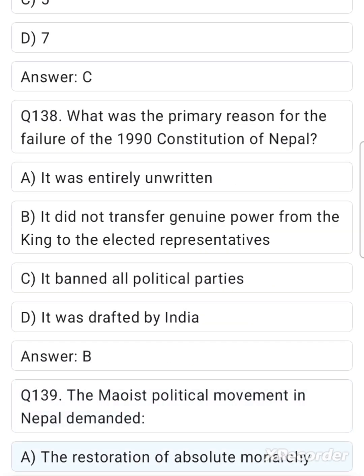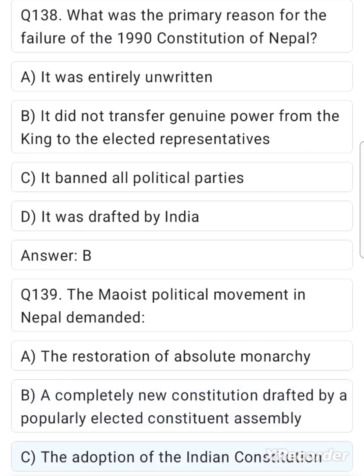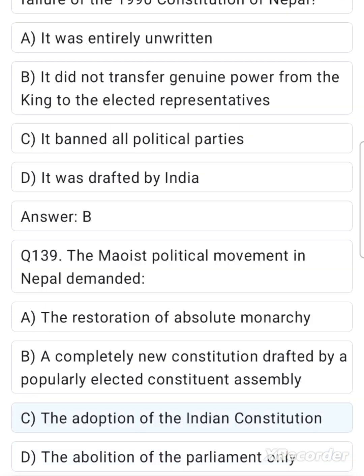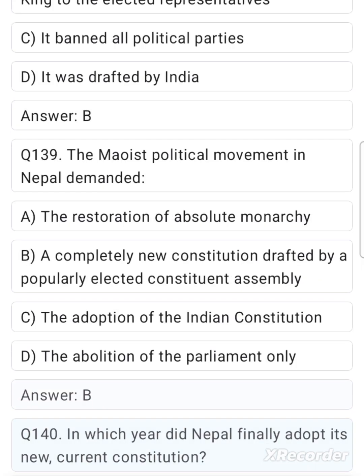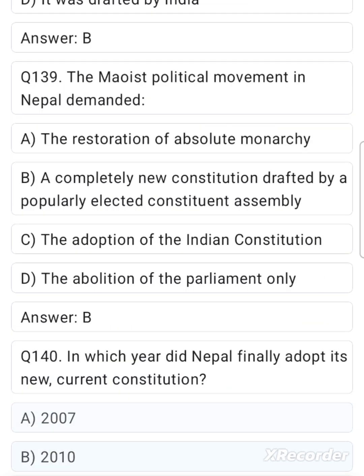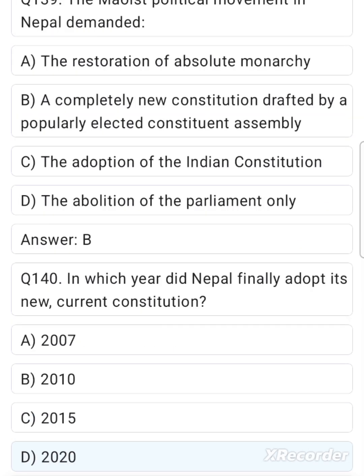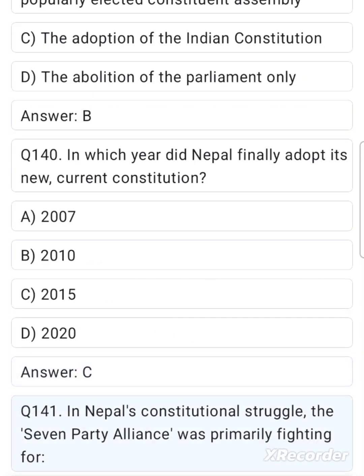The restoration of absolute monarchy. B. A completely new constitution drafted by a popularly elected constituent assembly. C. The adoption of the Indian constitution. D. The abolition of the parliament only. Answer B. Q140. In which year did Nepal finally adopt its new, current constitution? A. 2007. B. 2010. C. 2015. D. 2020. Answer C.